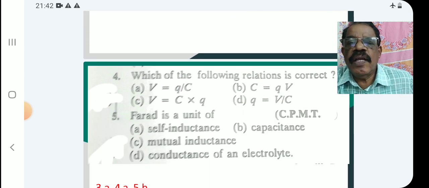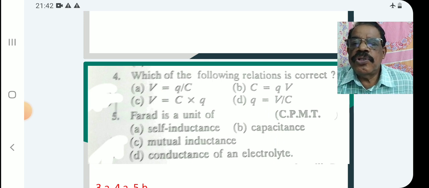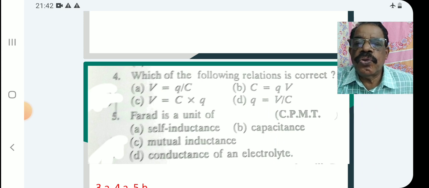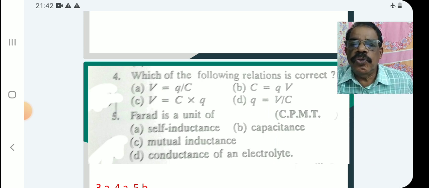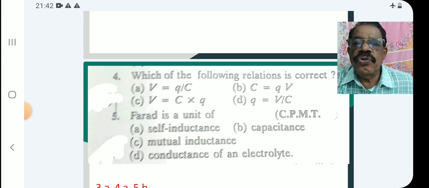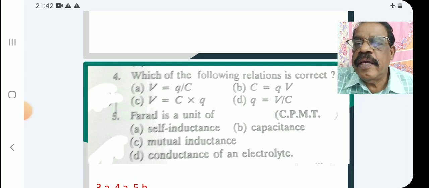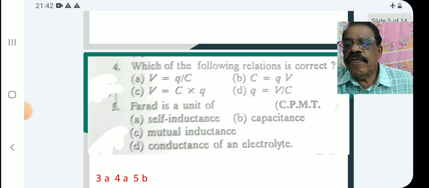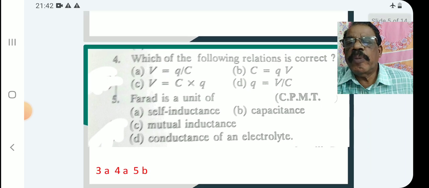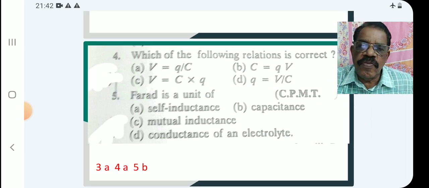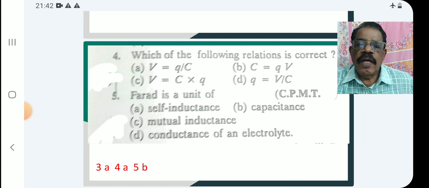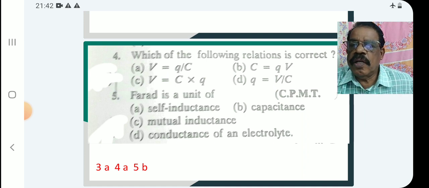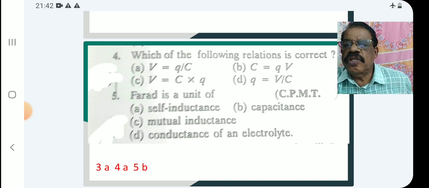And the fourth question. Which of the following relations is correct? V is equal to Q by C, C is equal to QV, V is equal to C into Q, Q is equal to V by C. You remember, the relation is Q is equal to CV, and that holds good in A. Answer A. When we cross multiply, we get Q is CV. Q is equal to CV is the basic equation for charge, capacity and potential. So the first relation is correct, from which we can write Q is equal to CV.